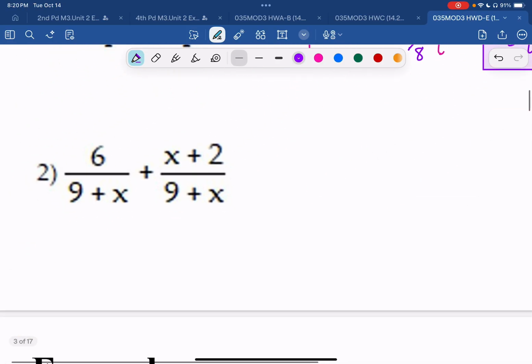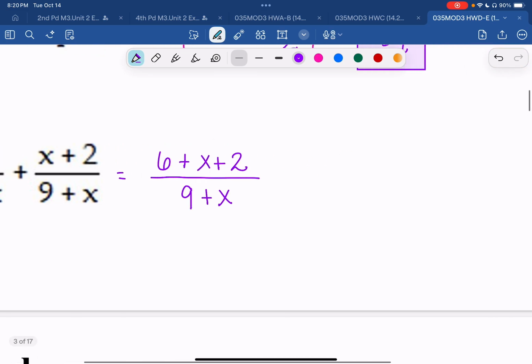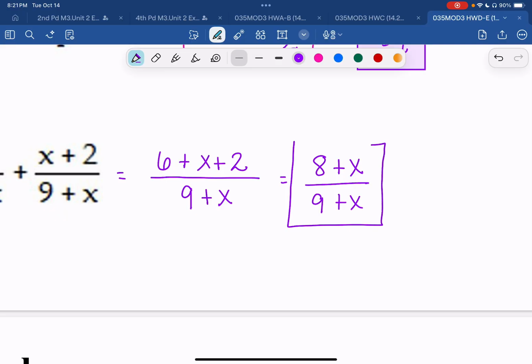All right, here again, my denominator is the same. So I'm going to add my numerators, and I'm going to keep that denominator. Then I'm just going to clean that up. So 6 and 2 I can combine. Keep that denominator. If I could simplify, I would, but I can't simplify anything here, so we're just going to stop.